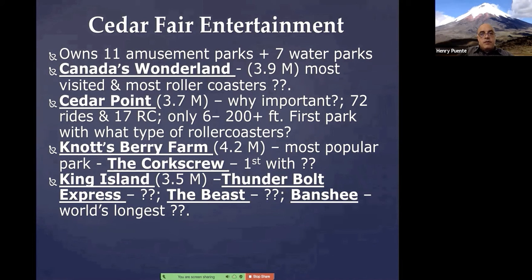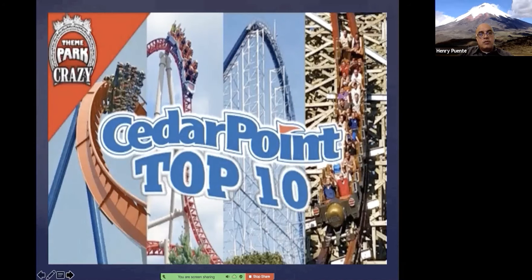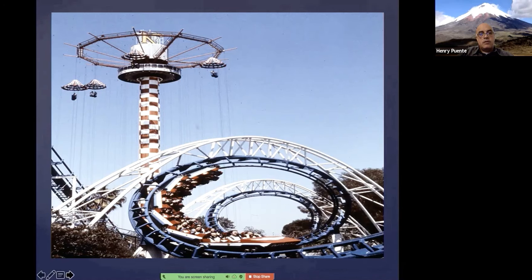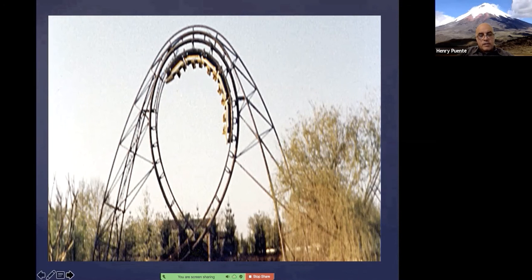So the last of the Cedar Fair parks is Kings Island. That has an attendance of 3.5 million annually, at least that's what it had last year. It's famous for a few of its roller coasters. We have the Thunderbolt Express. The Thunderbolt Express is the first forward and backward roller coaster. This is the Thunderbolt Express. As you can see here, it had one loop, went forward, and then you went backwards on that loop. So again, forward and backwards roller coaster, first one.